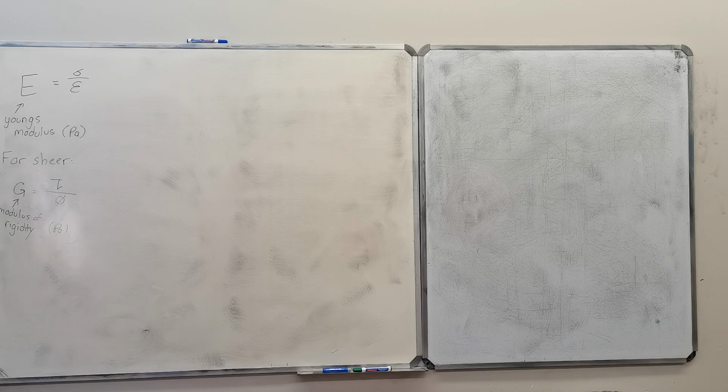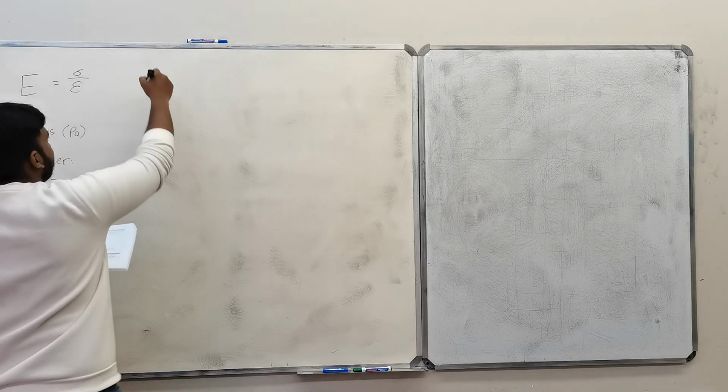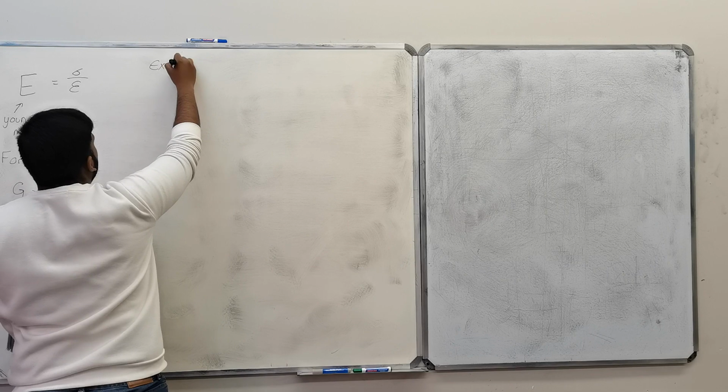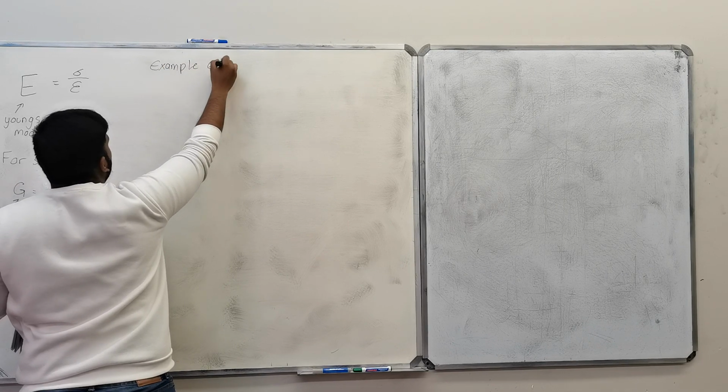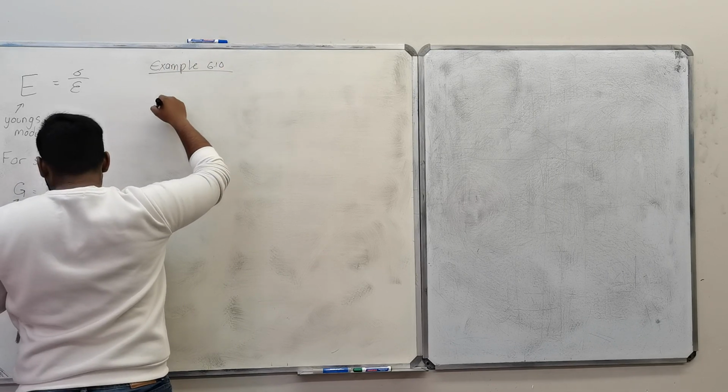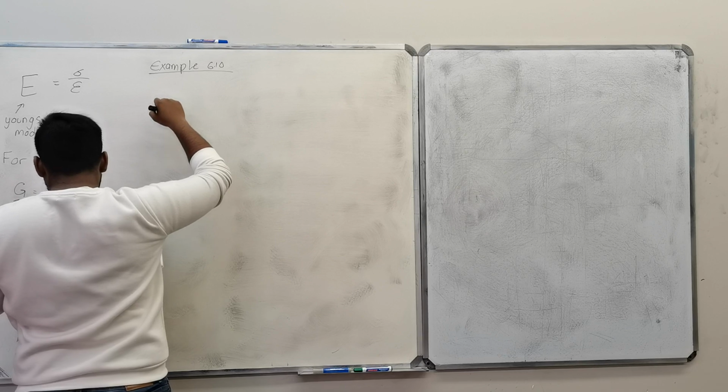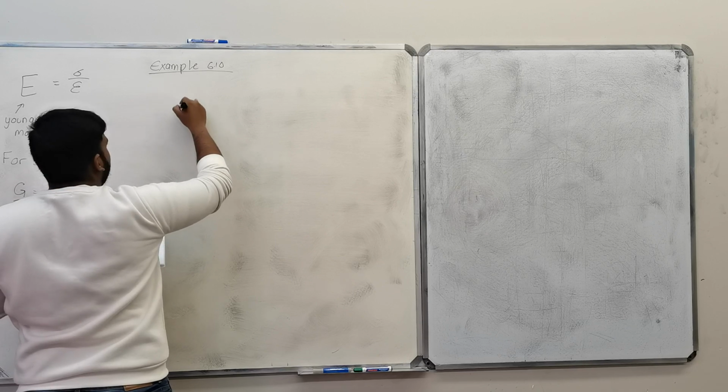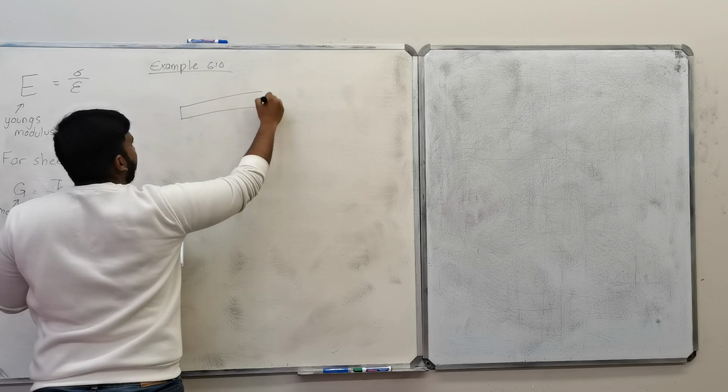Okay, so let's do an example, right? So, example 6.10. Example 6.10 tells you that a tensile force of 30 kilonewtons is applied to a rectangular bar. So you have a bar.